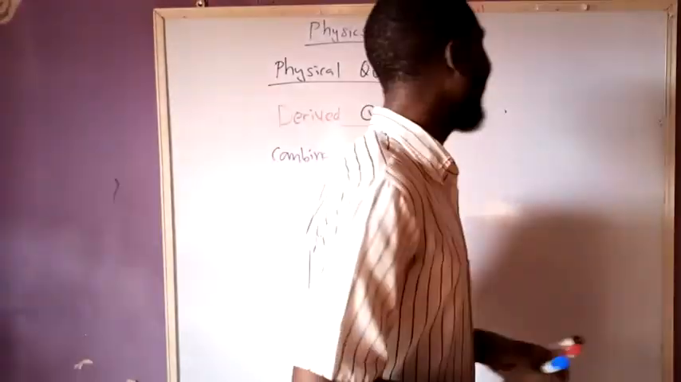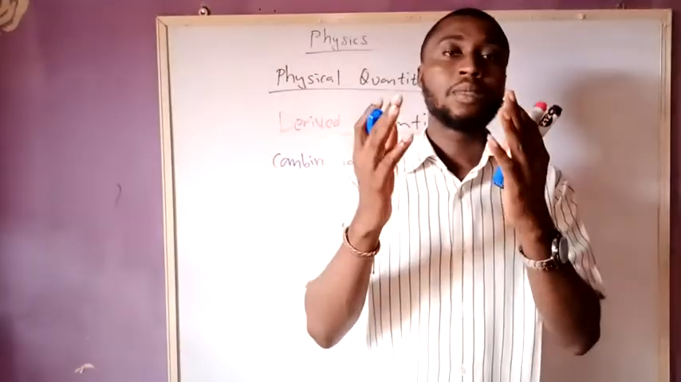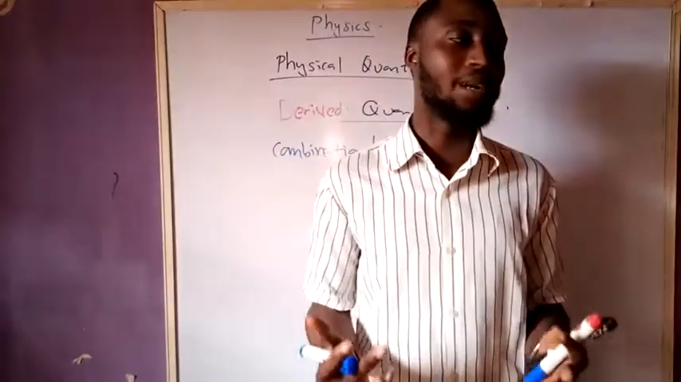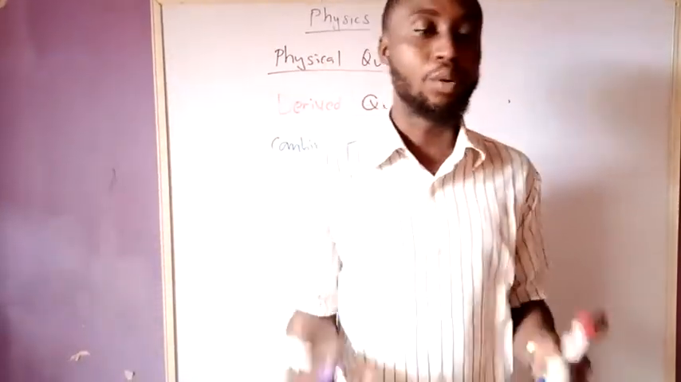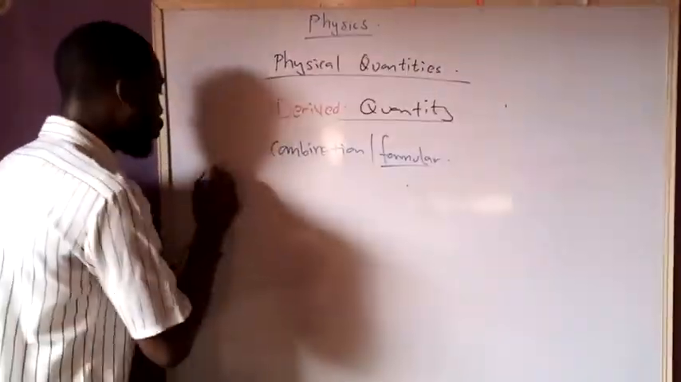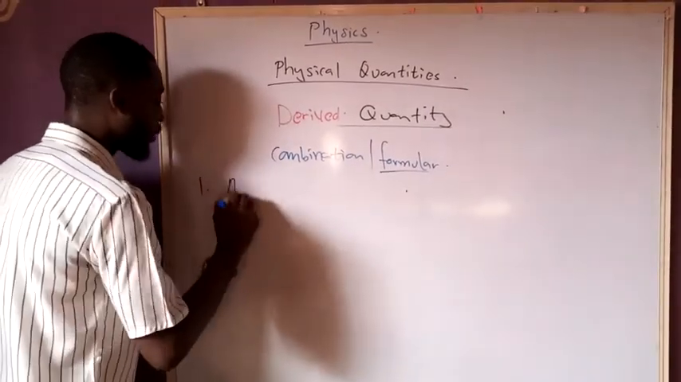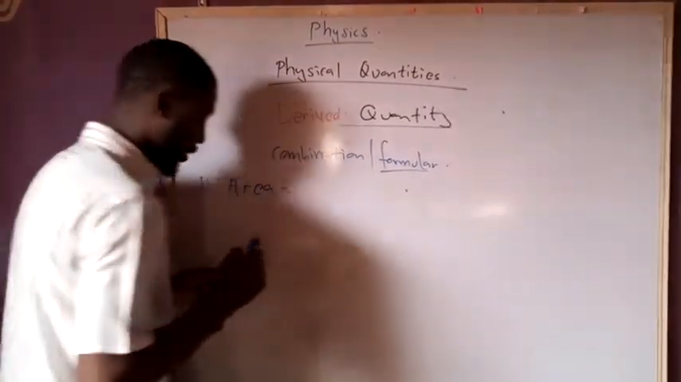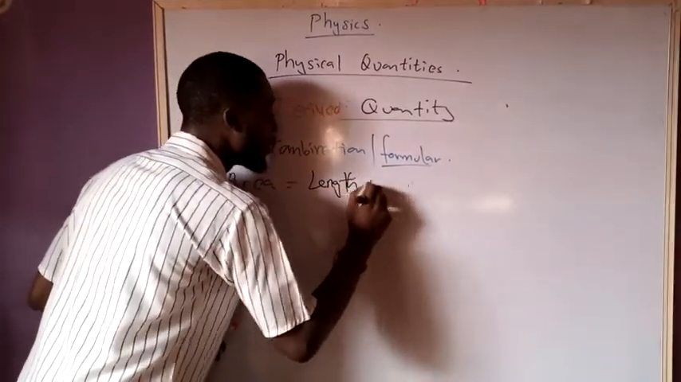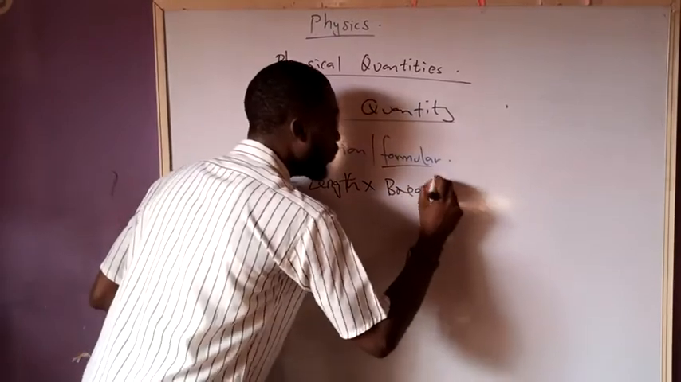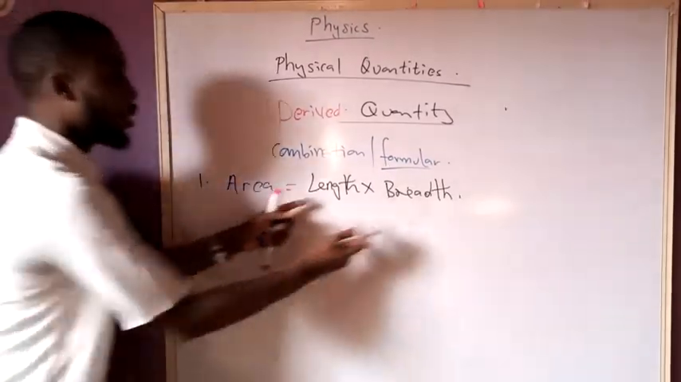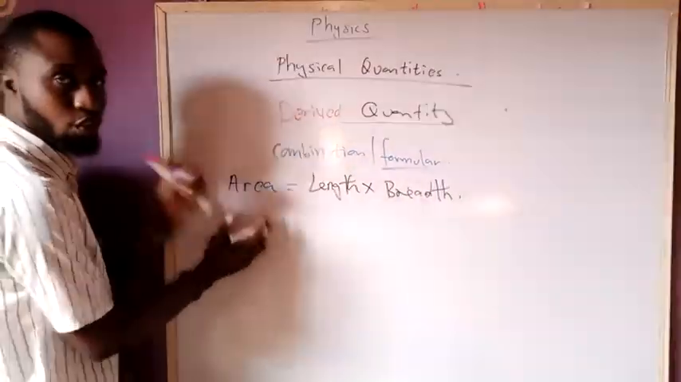So what are the common examples of derived quantities that we have? We have so many examples, but I will give you the common ones and show you the formulas. Number one, let's start with area. Area is length times breadth. Multiplying length and breadth together will give you area. So, a combination of two quantities to give you one quantity.